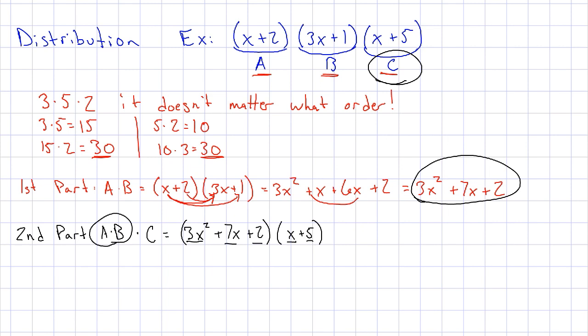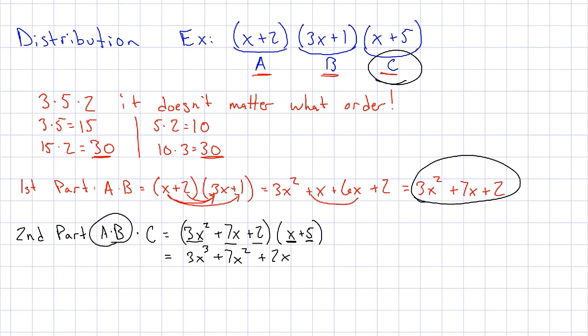So let's go ahead and get started. 3x squared times x. Well, that's 3x cubed. 7x times x. Well, that's 7x squared. 2 times x is 2x. So now I've multiplied all three of the pieces by the x. I now have to handle the 5.